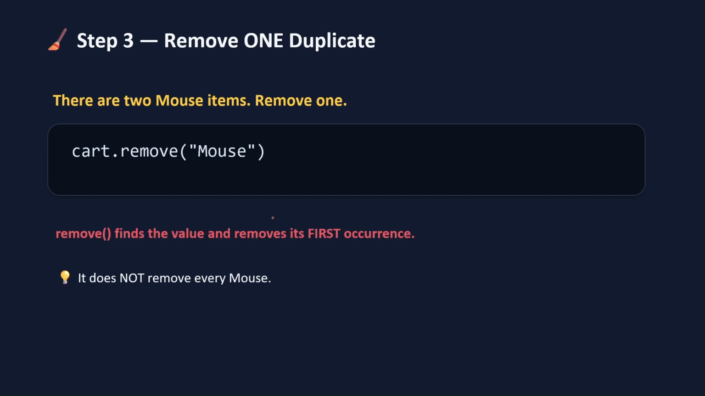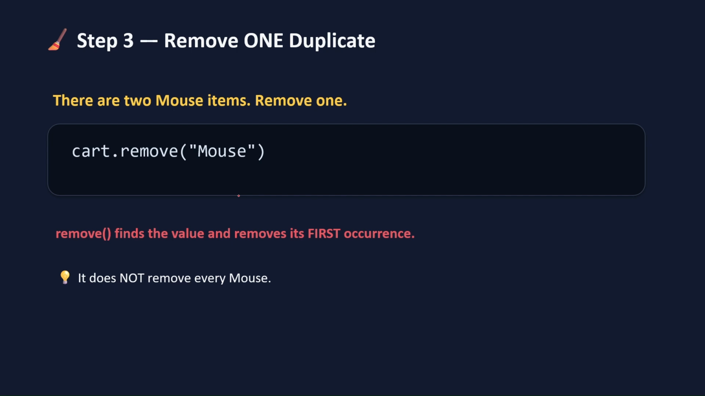Next is removing one duplicate. There are two mouse items there, and I need to remove one mouse from that. So cart.remove of mouse. What this will do is, now we have two mouse. Now we'll have a doubt: will both mouse get removed?